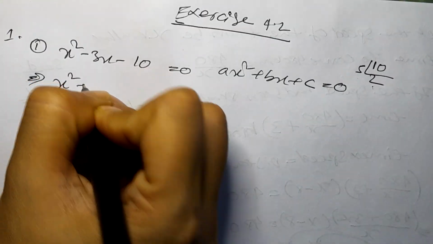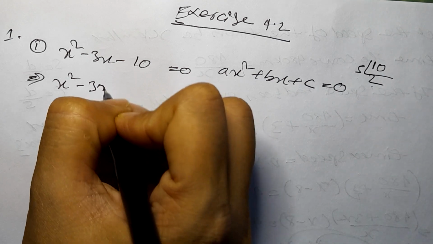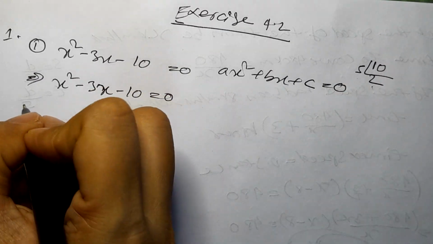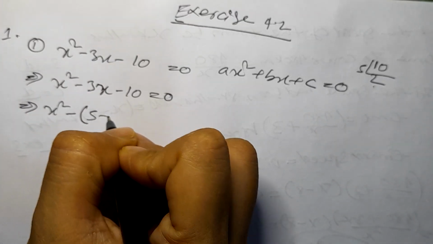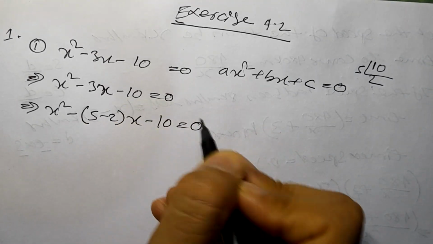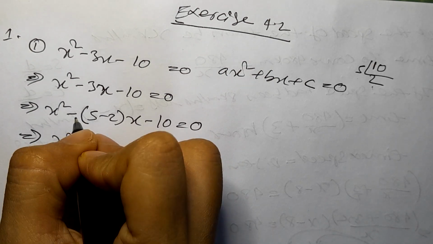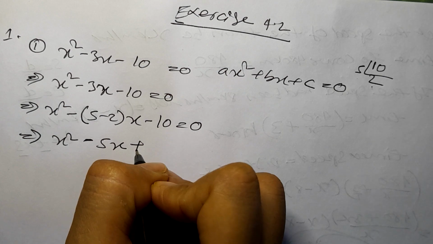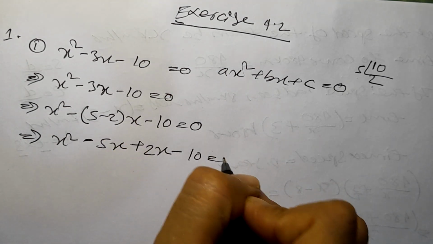So x square minus 3x minus 10 equal to 0. Instead of 3, it will be 5 minus 2. x square minus (5 minus 2) x minus 10 equal to 0. Multiplying, x square minus 5x, and minus into minus is plus, so plus 2x minus 10 equal to 0.